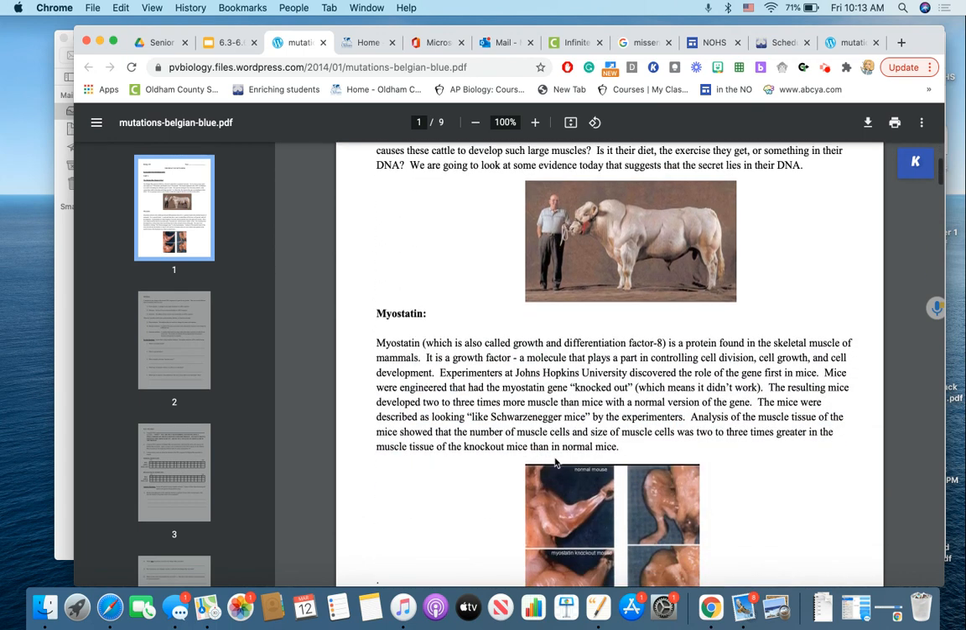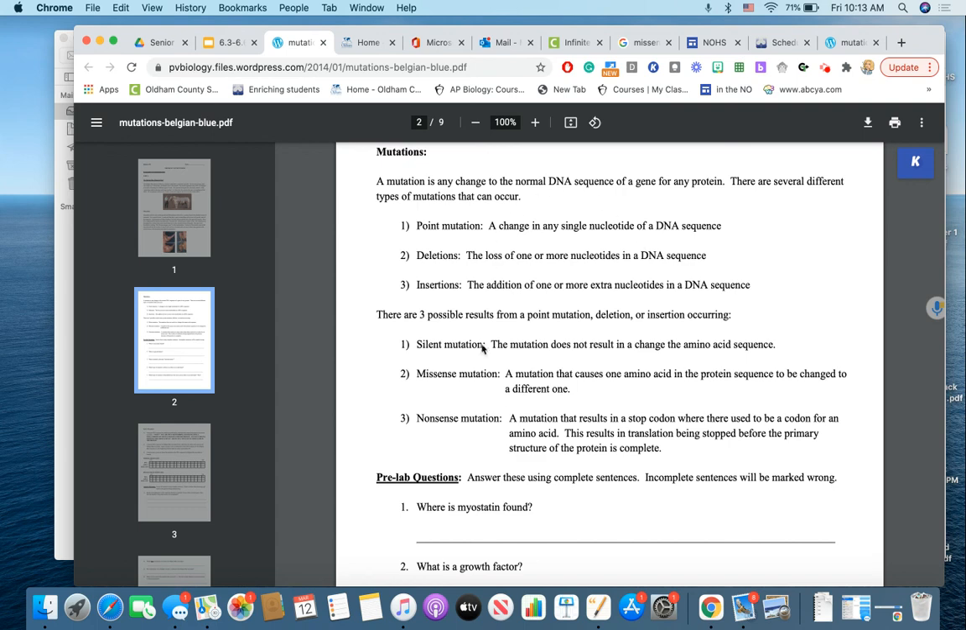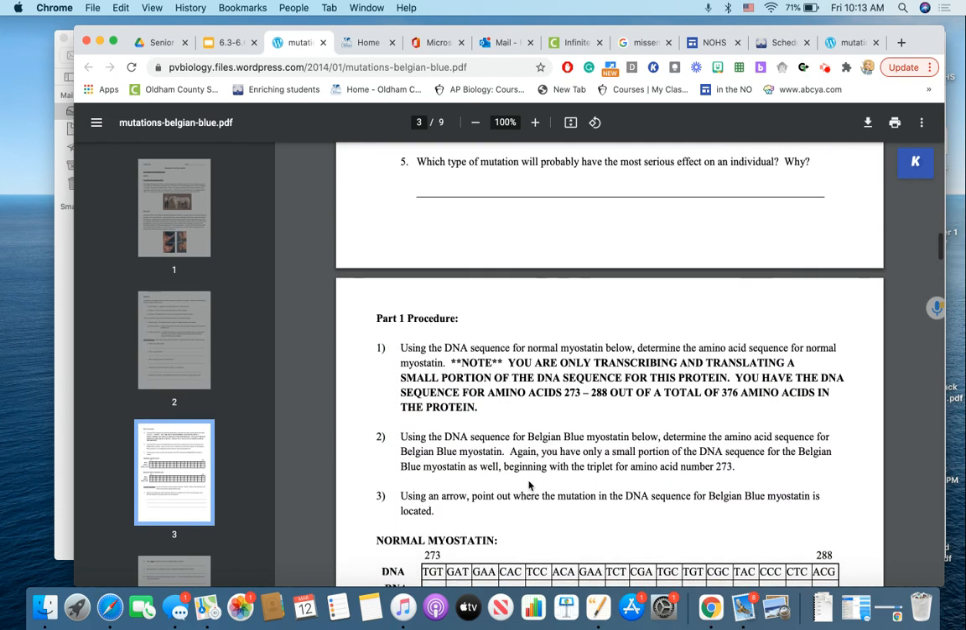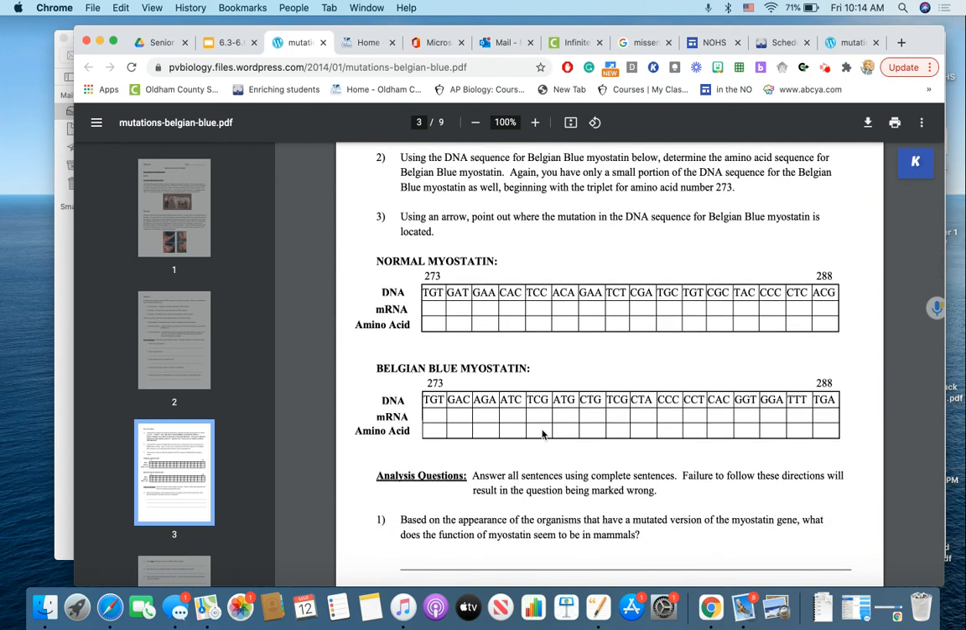And so what you're going to do now is the worksheet that talks about this mutation. So you're going to read a little bit about the protein that's being mutated. This recaps what we have just talked about in our notes. Here are a couple of questions to answer from your background reading, and then here's the actual gene. So this is normal myostatin. Here's the DNA sequence for the normal myostatin protein. You're going to turn it into messenger RNA, and that's transcribe, and then you're going to translate. You're going to use the codon chart to see what amino acids would be strung together to make this myostatin protein. Then you're going to look at the Belgian blue myostatin gene.